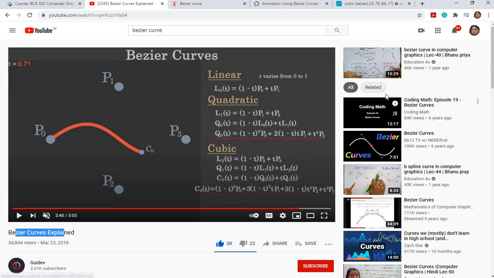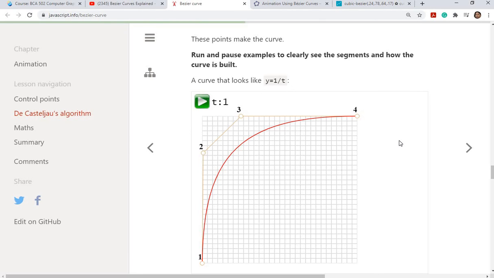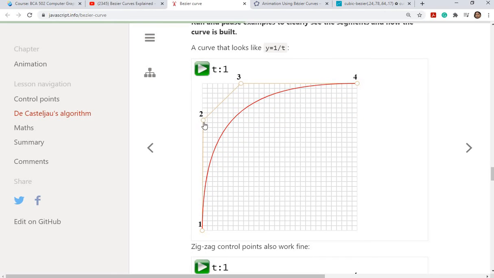Okay, and there are many other things as well. Now let us see this. Now let's see this JavaScript.info Bezier Curve. If we have a point like this, you can also change your point like this. You go to this website. The red curve is the Bezier curve with respect to all these 4 points as t moves from 0 to 1. It will start from 0 and then it will end at 1.